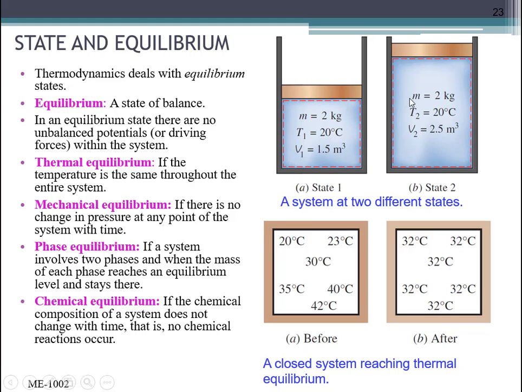But after some time what happens, अगर पिस्टन ऊपर की तरफ मूव कर जाता है तो मास सेम है, टेम्परेचर सेम है, but वॉल्यूम थोड़ा बढ़ गया. तो this is the second state. तो स्टेट डिफरेंट हो गई, मतलब कोई प्रॉपर्टी बदलेगी तो स्टेट डिफरेंट हो जाएगी. This is the fundamental: any set of properties at a particular time is called state for a system. So equilibrium क्या होता है? A state of balance, in an equilibrium there are no unbalanced potentials. So basically हम इसको देख लेते हैं कि what is equilibrium.